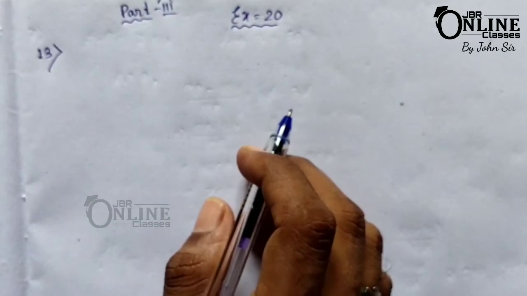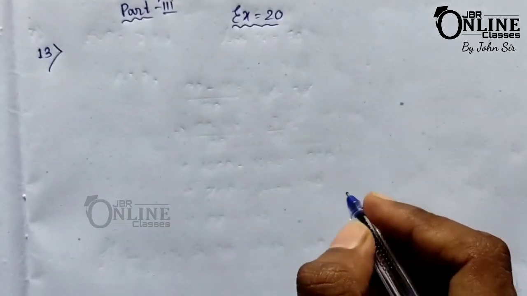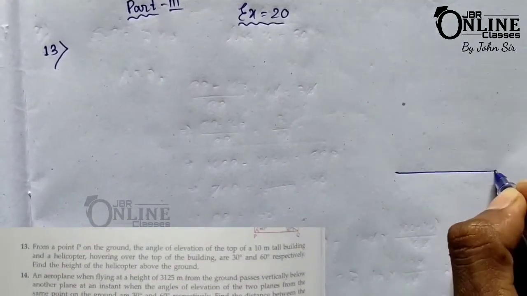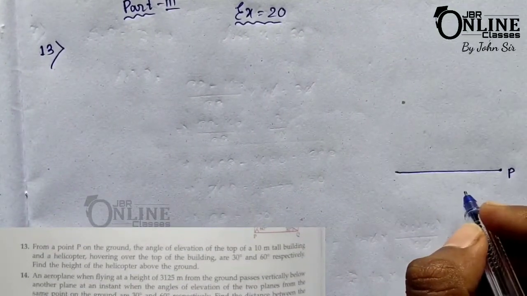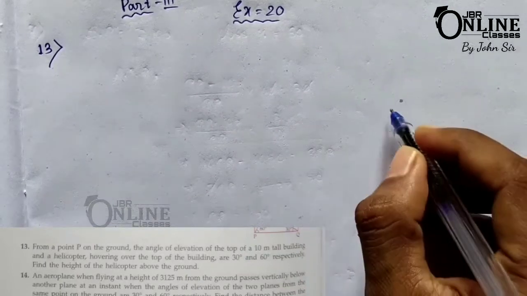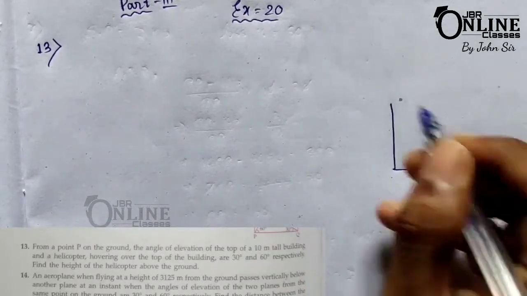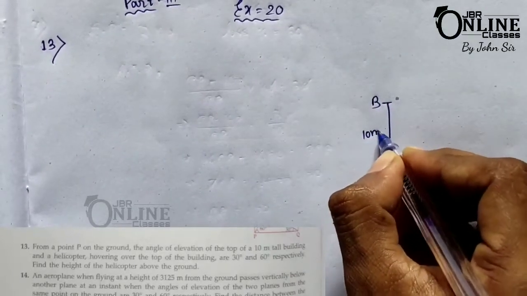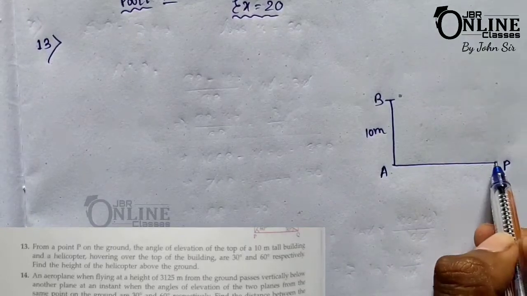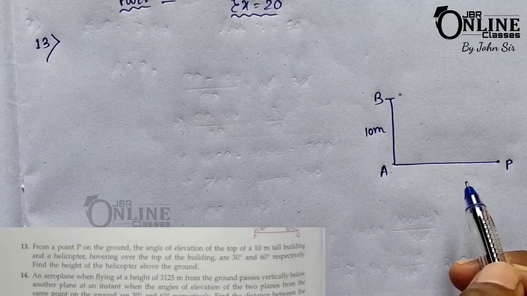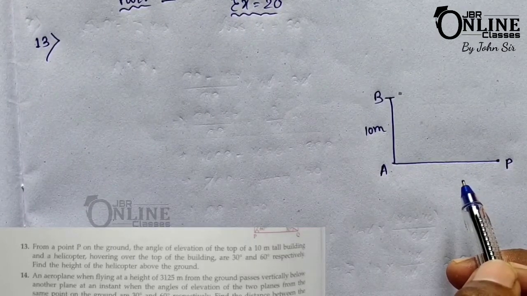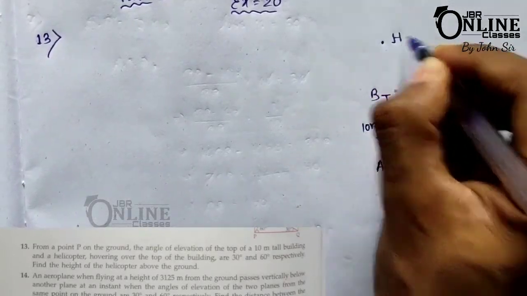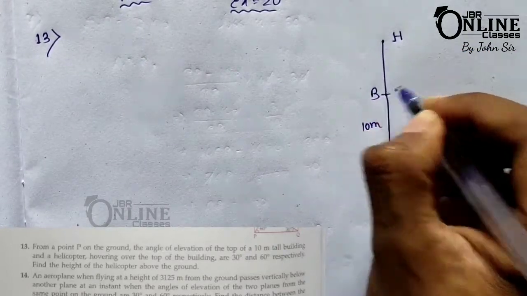So here in sum number 13, from a point P on the ground. Suppose this is the point P on the ground, and the angle of elevation to the top of a building, and that is 10-meter height. So that is the building called A and B, and B is the top of the building, and that is the 10-meter height. P is the point on the ground, and a helicopter hovering over the top of the building. So suppose that is the position of the helicopter, which is hovering on the top of the building.